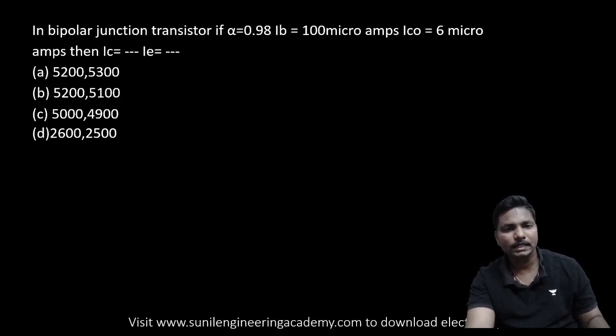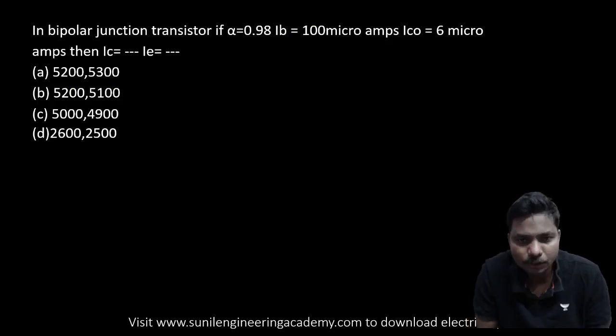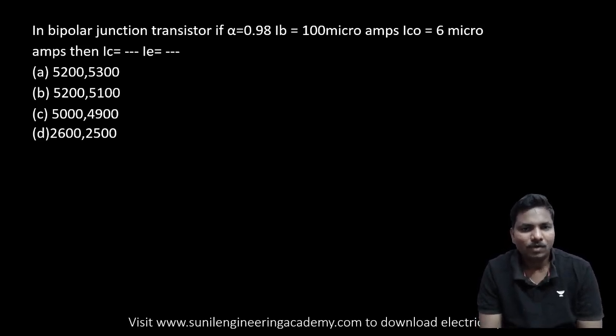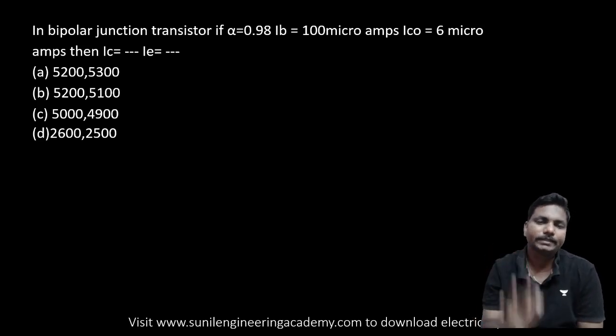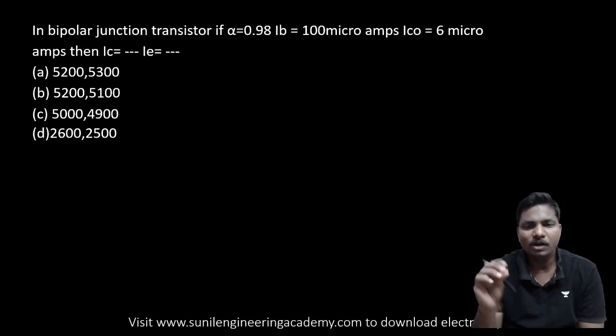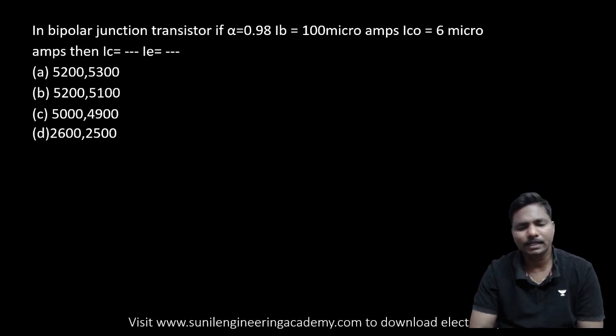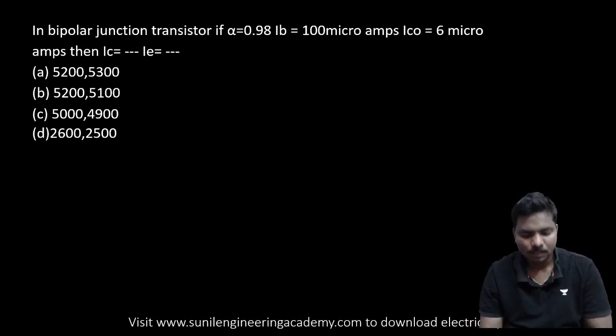For the bipolar junction transistor, alpha is 0.98, IB is equal to 100 microamps, ICO is equal to 6 microamps, then what is the IC and IE? All of you listen carefully, guys. Now I want to give a very good trick. All of you ready for the trick?